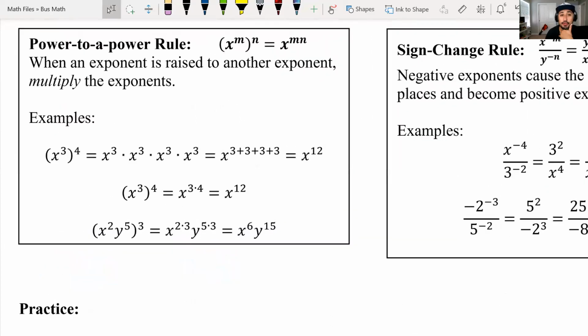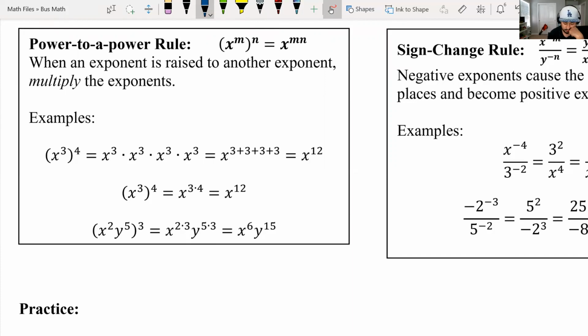Okay. Power to a power rule. So this says if I have x to the m raised to the nth, then power to a power rule means that we are going to multiply the exponents together. X to the m raised to the nth becomes x to the m times n. So power to a power, multiply your exponents. Examples down below.